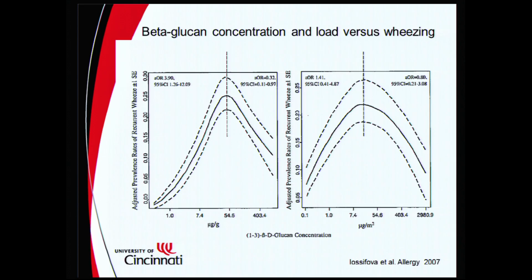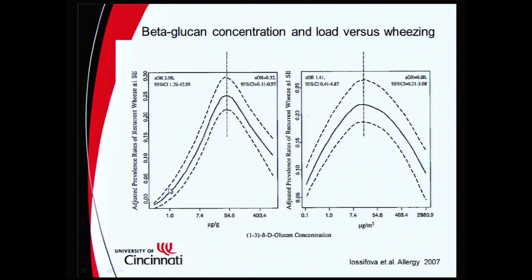So then let's look at the beta-glucan. I promised that I'll come back to the beta-glucan. Here is beta-glucan again. In the y-axis there is the prevalence rate of recurrent wheezing, and in the x-axis, on the left-hand side is the concentration in micrograms per gram of dust, and the right-hand side is micrograms per square meter of floor area, beta-glucan concentration.